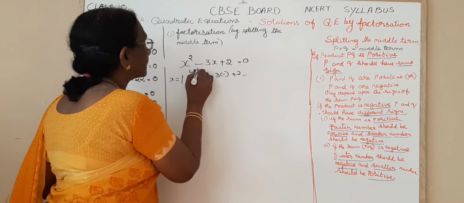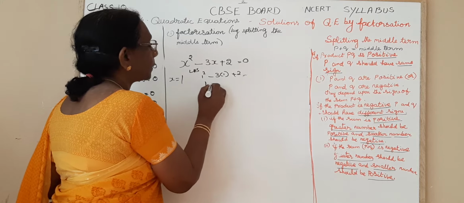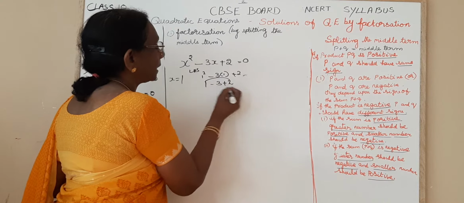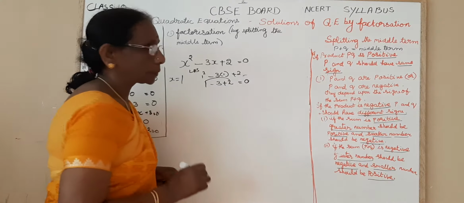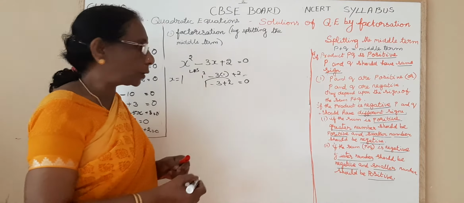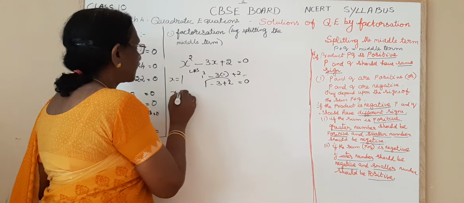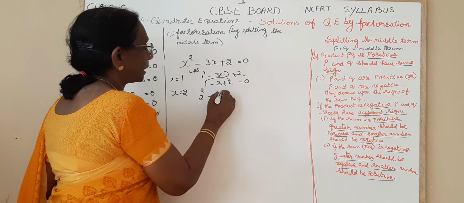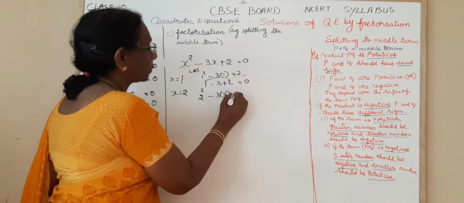So 1 squared is 1, minus 3 plus 2. What is 2 plus 1? 3. 3 minus 3 is 0. Now next you put x is equal to 2. So 2 squared minus 3 into 2 plus 2.